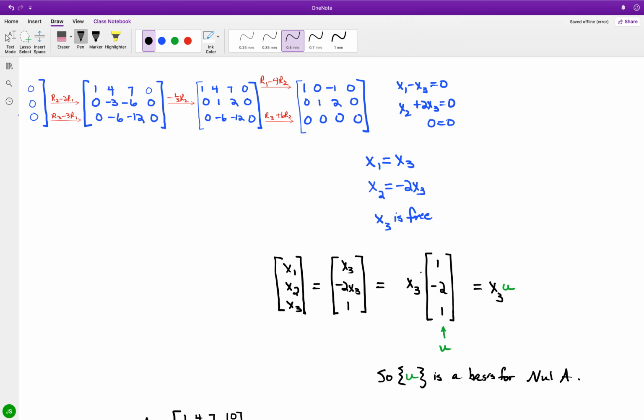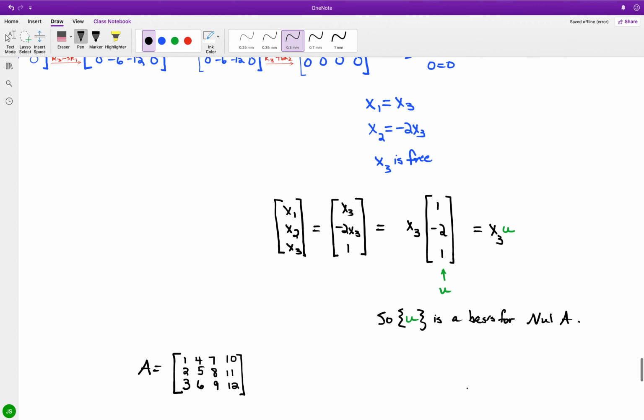x3 times the vector 1, -2, 1. And just a little shorthand, a little bit of coding here: u represents this 3 by 1 vector, so we have x3 times u, where u is 1, -2, 1. You can either write it in set symbol terminology or as a vector. So we have this to be a basis for the null space of A.